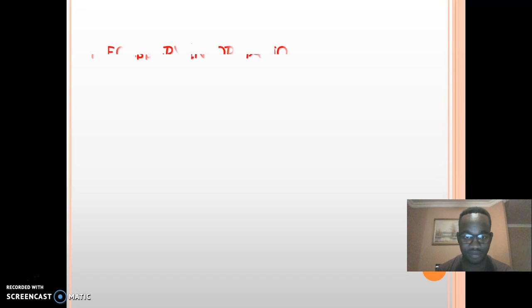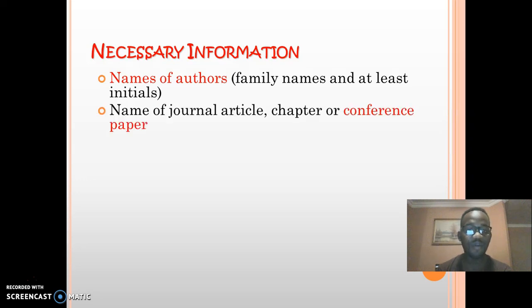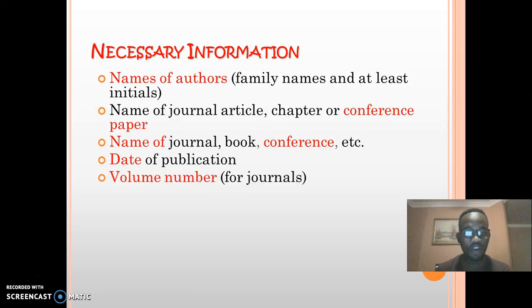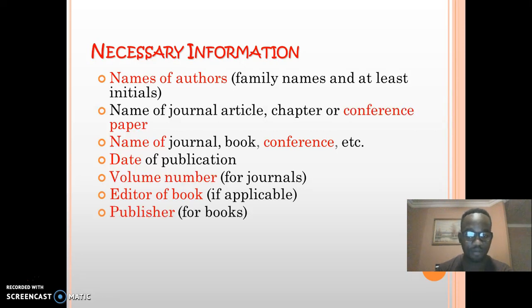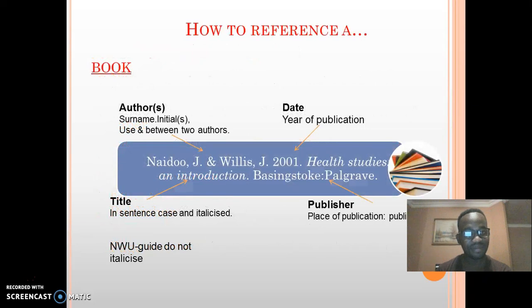You'll need the following information: name of author, family names and at least initial, name of journal, chapter or conference paper, name of journal, book or conference, date of publication, volume number for journals, editors for book, if applicable, publisher for books, place of publication for books, page number of article or book chapter.